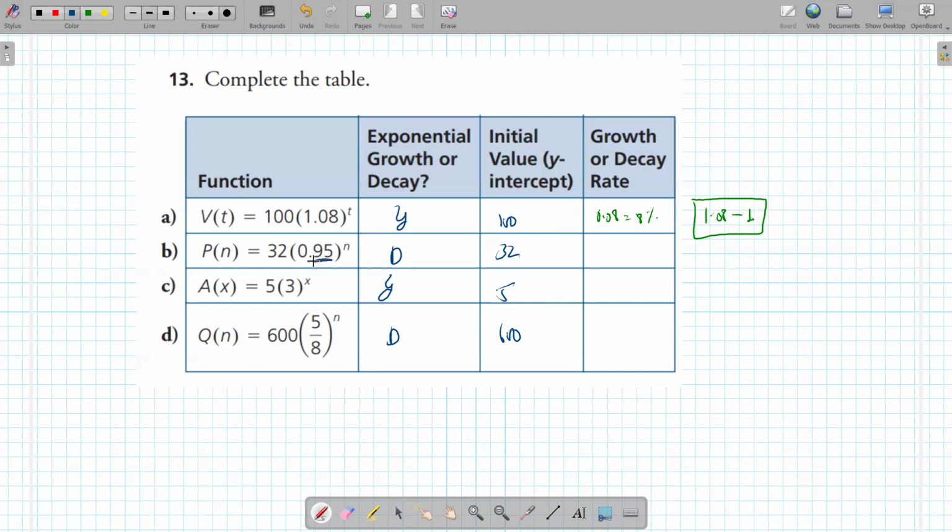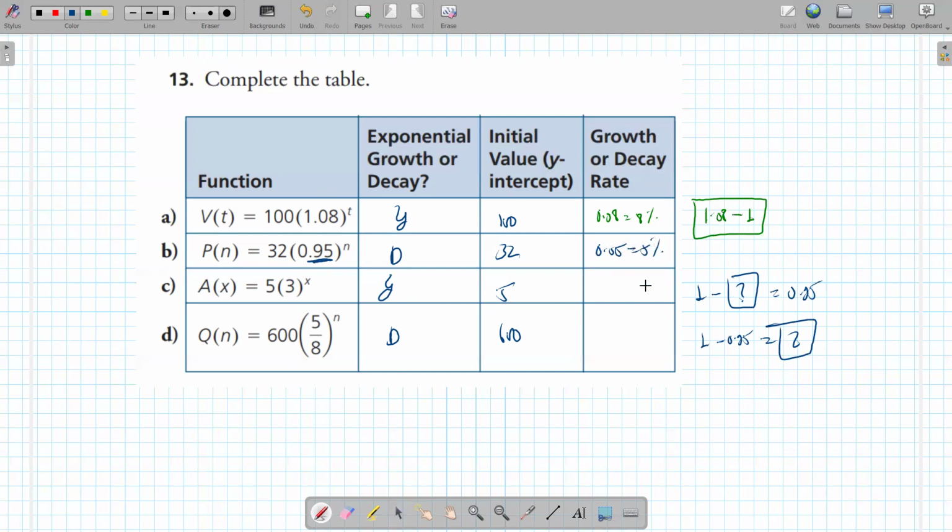So what did we add or subtract to 1 to get 0.95? We must have subtracted 0.05, right? If it's a decay, you're subtracting from 1. So just ask yourself, what did we subtract from 1 to get 0.95? Well, this turns into an equation, basically. Your unknown is going to be 1 minus 0.95. So you subtracted 0.05, which is 5%.